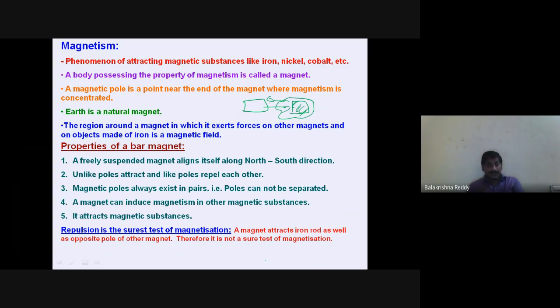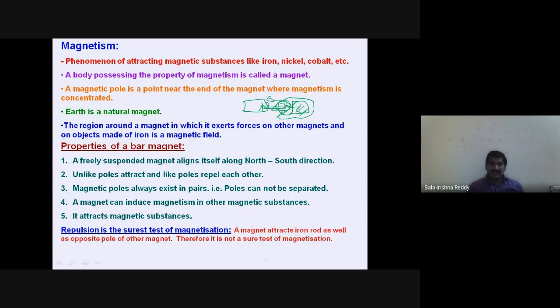But if you take the opposite nature, if this is north and you bring south, then it attracts, so this surety test will not work. If it is north and this is also north, then it gets repelled. At that time we will understand, oh, some field is existing here. Therefore, we will not enter there. We will understand that in this region some field is existing.